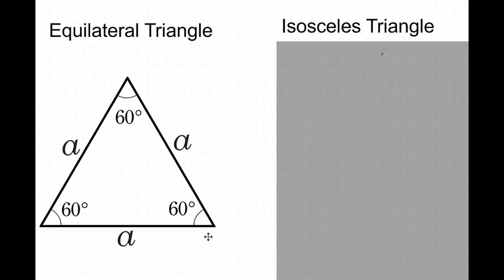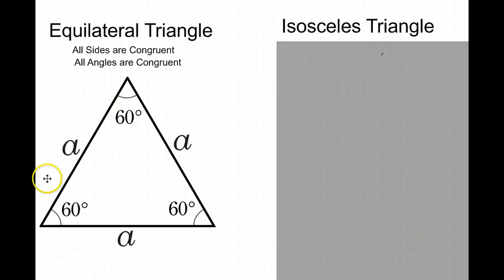Hello class, today we're going to be looking at some special triangles to continue our discussion. We already know what equilateral triangles and isosceles triangles are. By the name equilateral, we know that all the sides are congruent. But in an equilateral triangle, not only are all the sides congruent, but also all the angles are congruent. In order for all the angles to be congruent and still have the sum of the triangle's interior angles be 180, each angle must measure 60 degrees. And so this is one added property of equilateral triangles.